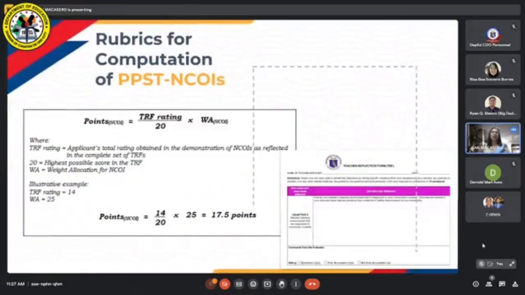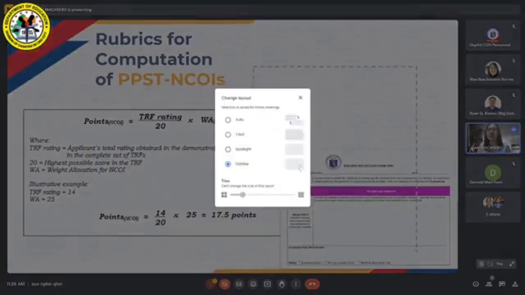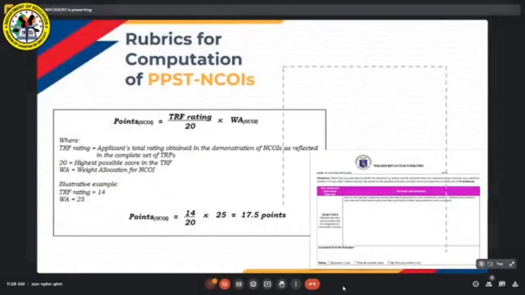Okay. Now, for TRF points, you can see there the highest possible score is 20. Remember, there are 4 indicators and the highest score to be given is 5. So 5 times 4 is 20. Illustrative example: Apple got 14 for the TRF rating given by the observer, divided by 20 times 25. Apple got 17.5 points out of 25.